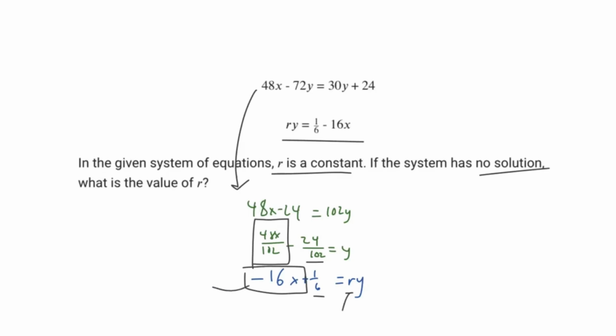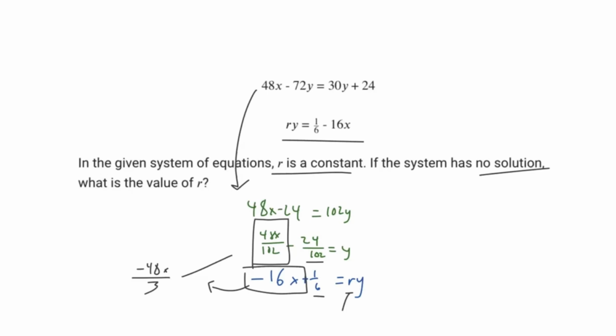Another thing to note here is that negative 16x can be rewritten as negative 48x over 3, right? That's the exact same thing as negative 16x. And now we can see the direct comparison between negative 48x over 3 and 48x over 102. So from 3 to 102, what value is that? Well, that value is 34, right? So if we get the value of 34, we can actually convert the denominator of 3 to the value of 102. Another thing here is that r, we know now, has to be 34, right?